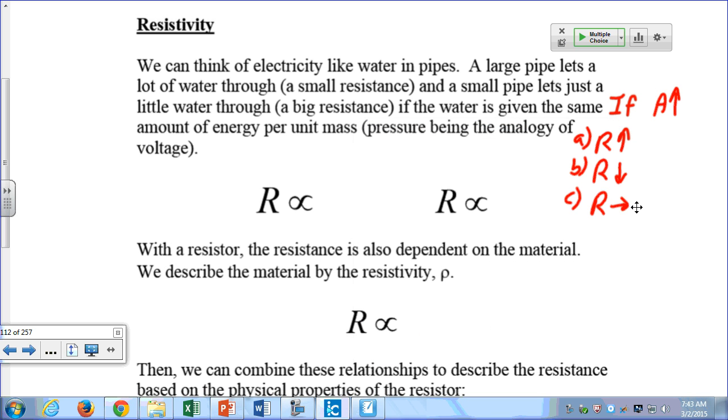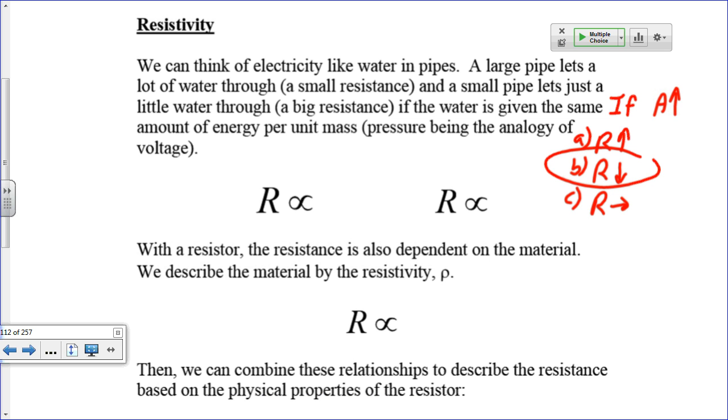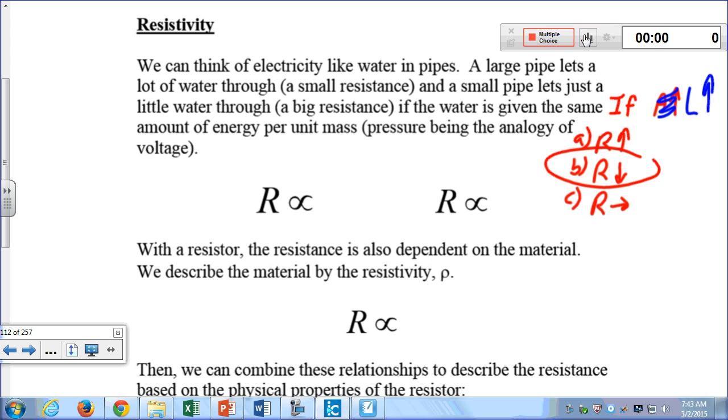All right, if I increase the area, it's easier to push electricity or water, if we want to think about it that way. Now let's imagine, what if my length goes up? What happens to the resistance? Does it go up, down, or does it stay the same? So I make this pipe longer. What happens to the resistance of that pipe? Is it harder to push water through it, easier, or does it remain the same? And then the same will also be true for electricity. Have a short piece of pipe or a really long piece of pipe?